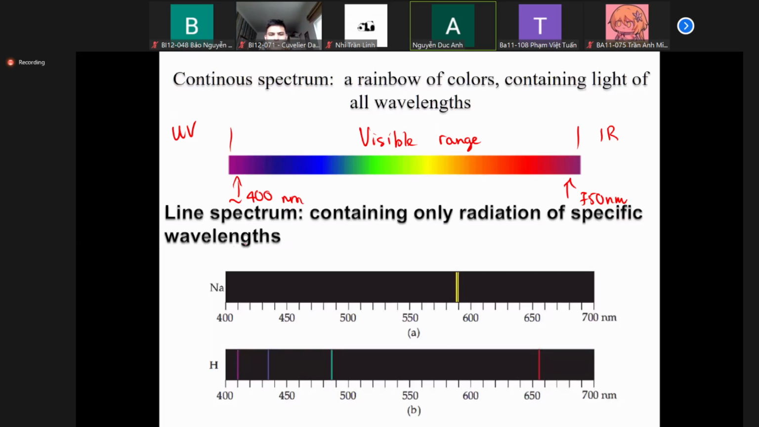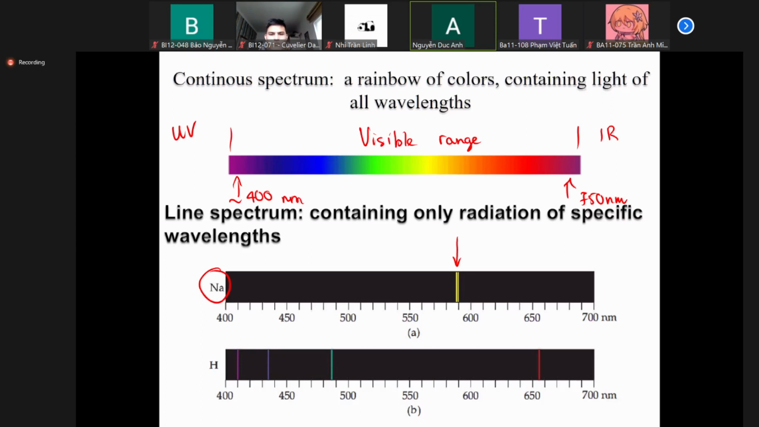For example, in the case of sodium. If you excite the sodium with energy from outside, like you heat it up or you burn it, you will see the color of the flame from the sodium burning is yellow. It's similar to this one. In the line spectrum, when you excite the sodium, two wavelengths here will be recorded, and it's yellow.